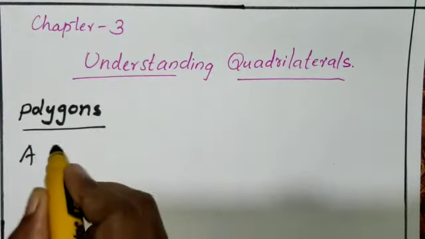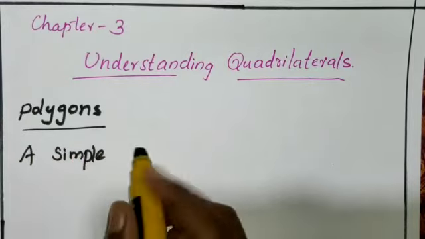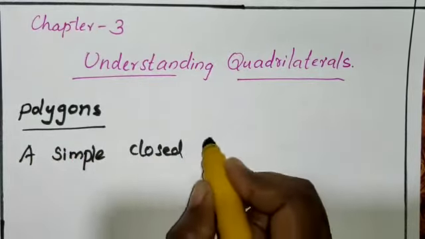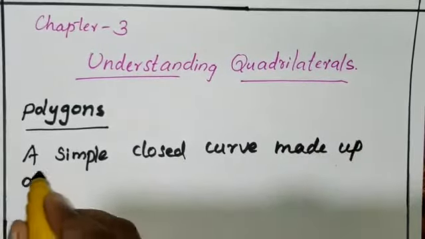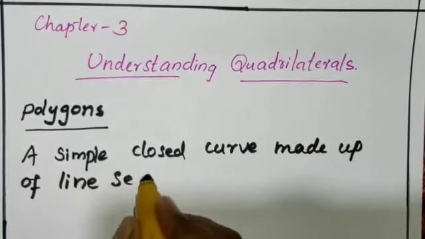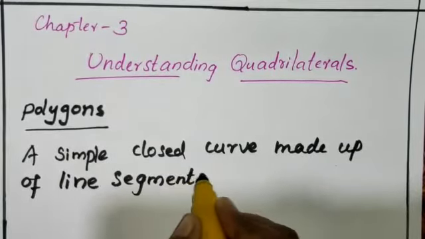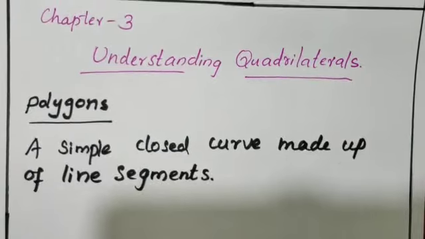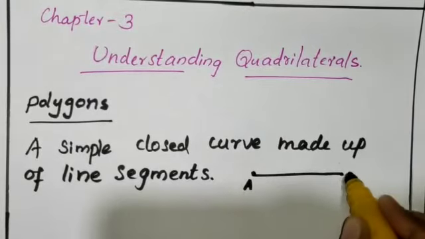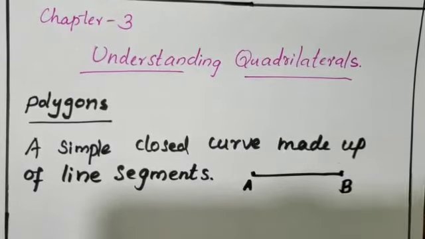Polygons are a simple closed curve made up of line segments. Polygons are a simple closed curve made up of line segments. You know what is a line segment? See, this is a line segment with endpoints A and B. So polygons are simple closed curves made up of line segments.